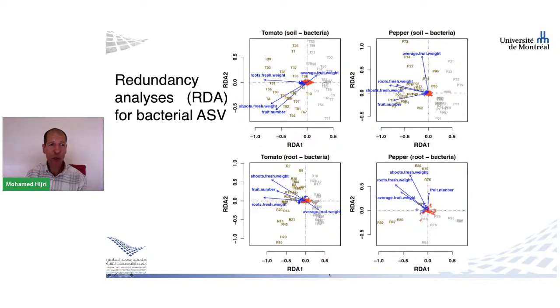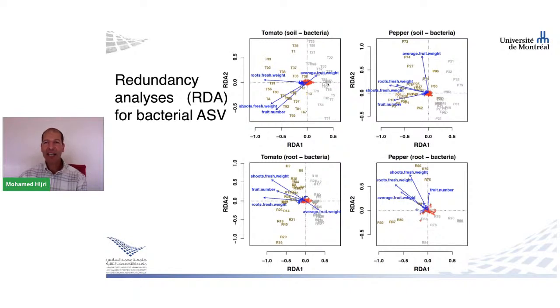So we have also done redundancy analysis, and I won't really go into details, but this is very interesting, and what this kind of analysis can tell us is really the taxa that are positively correlated with different agronomic parameters.